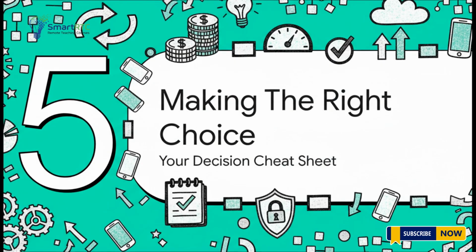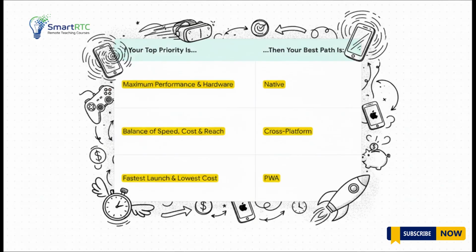Okay, we have covered a lot of ground, right? The different paths, the costs, performance, what's coming in the future, and security. Now, let's pull it all together so you can actually make a choice. Think of this next part as your own personal cheat sheet. This really boils it all down. If your absolute top priority is squeezing every ounce of performance out of the phone, we're talking high-end games or augmented reality, then native is the way to go.